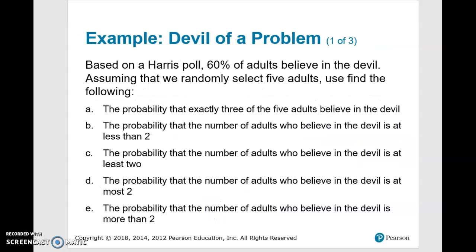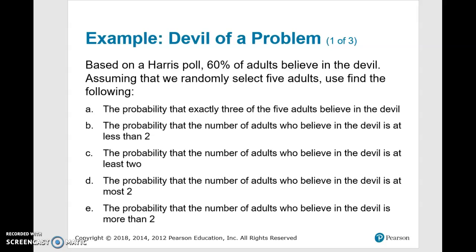Our last example for part 2 is a devil of a problem. Based on a Harris poll, 60% of adults believe in the devil. Assuming that we randomly select 5 adults, we want to find the following. The probability that exactly 3 of these 5 adults believe in the devil, the probability that the number is less than 2, the probability that the number of adults who believe in the devil is at least 2, the probability of the number of adults who believe in the devil is at most 2, and the probability that the number of adults who believe in the devil is more than 2.